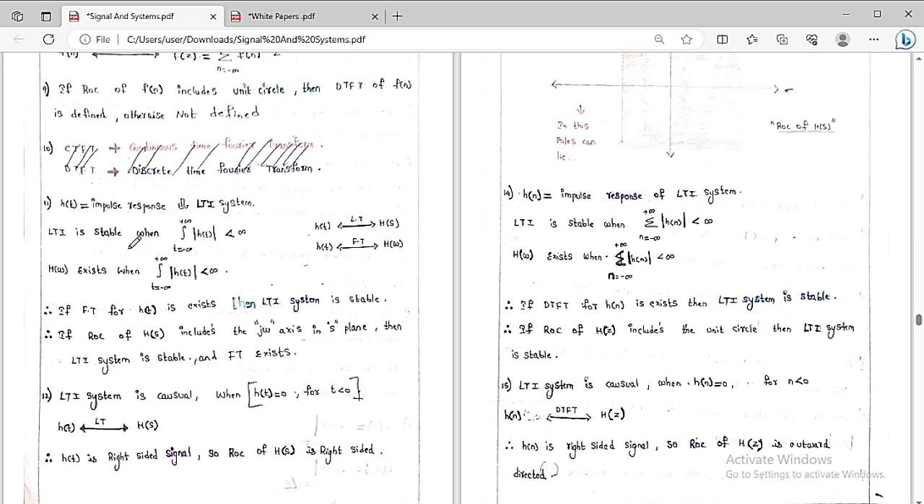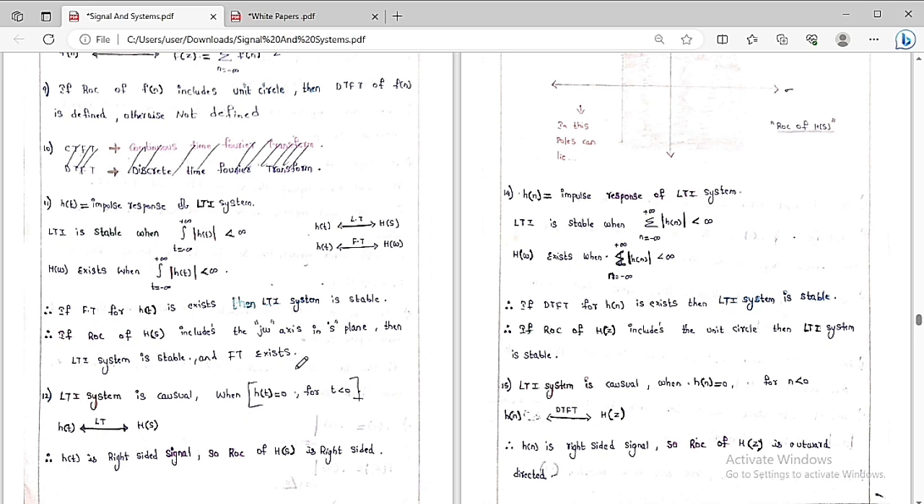So if you see clearly, if the system is stable, the Fourier transform is also going to exist. If the Fourier transform exists, the system is also stable. So the Laplace transform of h of t is H of s, and the Fourier transform of h of t is H of omega, as I have already told you. If the Fourier transform of h of t exists, then the LTI system is absolutely stable. If the ROC of H of s includes the j omega axis in the s plane, then the LTI system is stable and the Fourier transform exists.